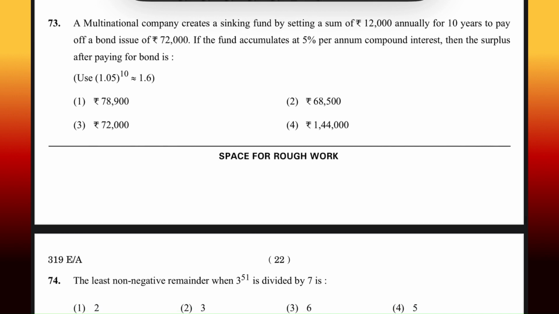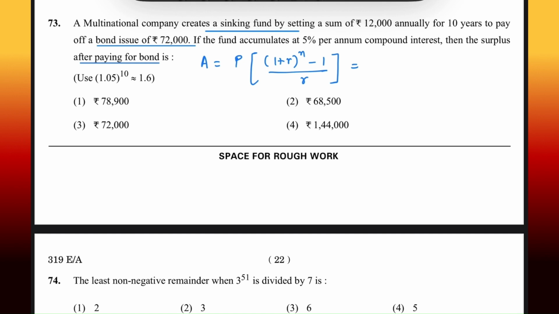It says a company creates a sinking fund by sum of 12,000 annually for 10 years to pay a bond of 72,000. If the fund accumulates 5% per annum, then the surplus after paying the bond. So the amount of sinking fund is sufficient to pay the bond of 72,000 rupees, and then you have to find the surplus, how much money is left after paying the bond. So what is the formula for sinking fund? The final amount is given by P(1+R)^n minus 1 divided by R, right? So this is the formula for the final amount of sinking fund.